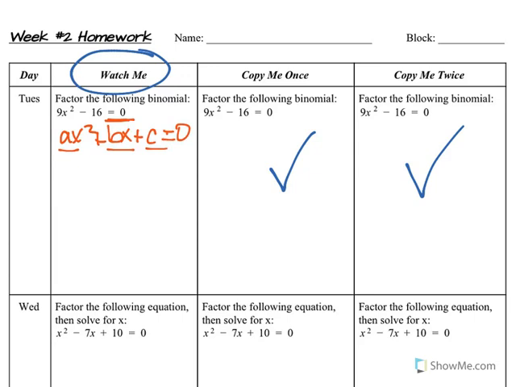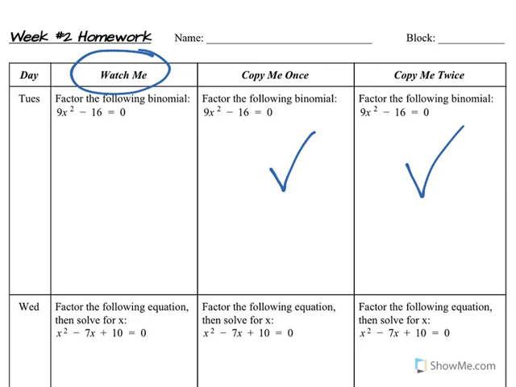Now, this one's different. In this one, we only have 2 pieces. This is called factoring the difference of perfect squares. And we can factor a binomial, so 2 terms, if we're 1, subtracting, and 2, the numbers are perfect squares.